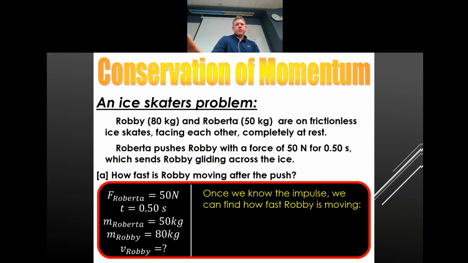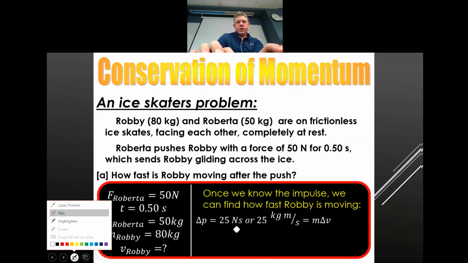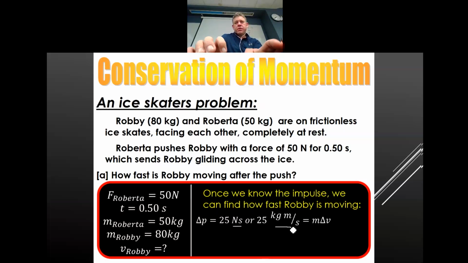Once we know the change in momentum, we can find out how fast Robbie's moving. So remember, let me grab a pen, this newton second and this kilogram meter per second, those are both the labels for change in momentum or impulse. So what we see is 25 equals his 80 kilograms times delta v. So his change in velocity, starting from 0, is going to be 0.3125 meters per second.